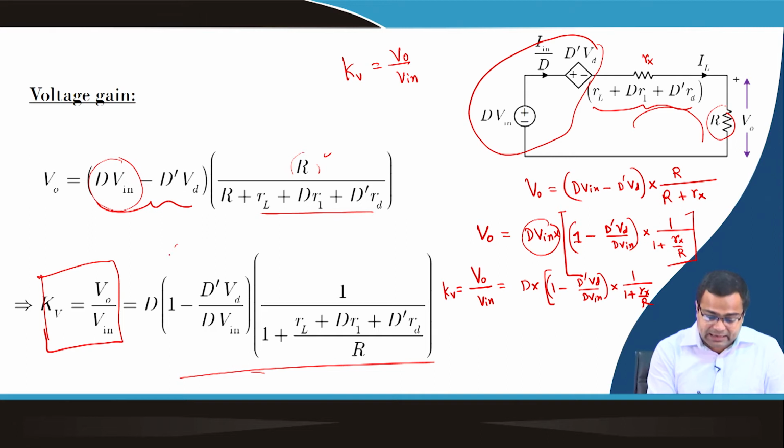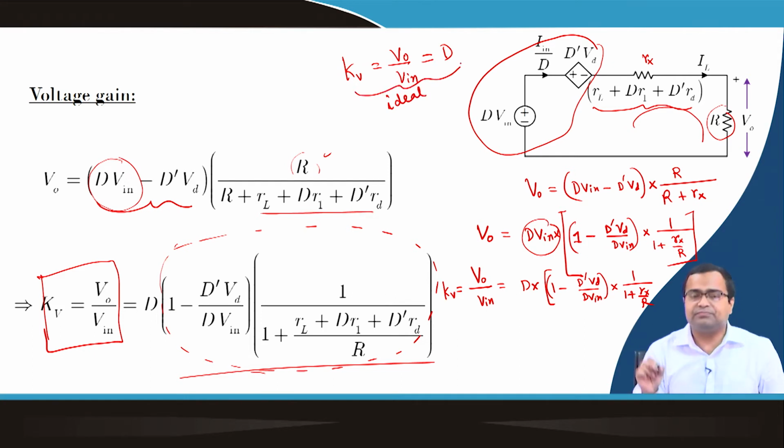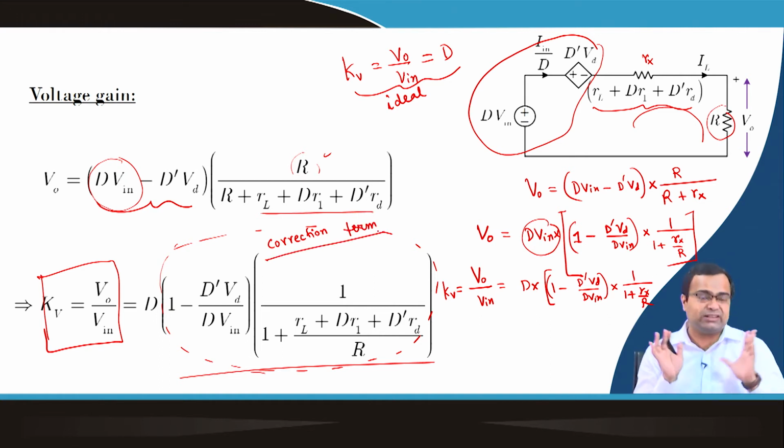So, this is my correction factor, because in an ideal buck converter, for the ideal case it is equal to D. That means when there is no diode drop and no parasitic resistance, the voltage gain is simply the duty ratio. But in the practical case, this is something like a correction factor or correction term. This should be multiplied to get the suitable voltage.